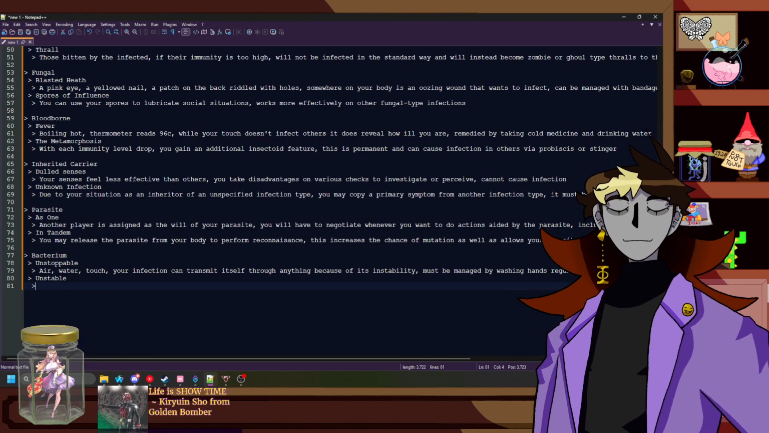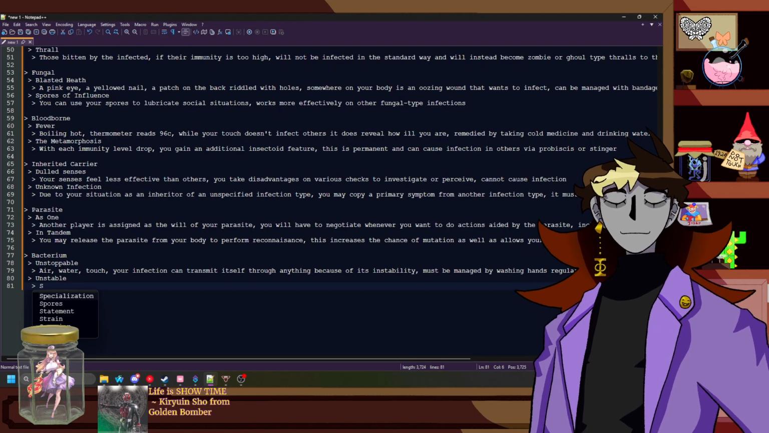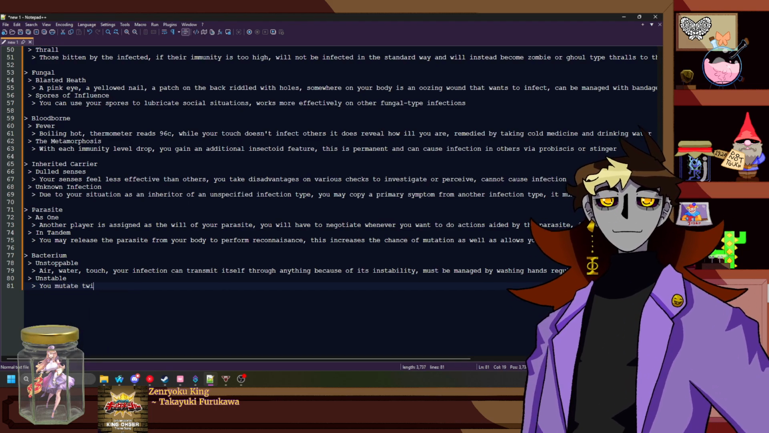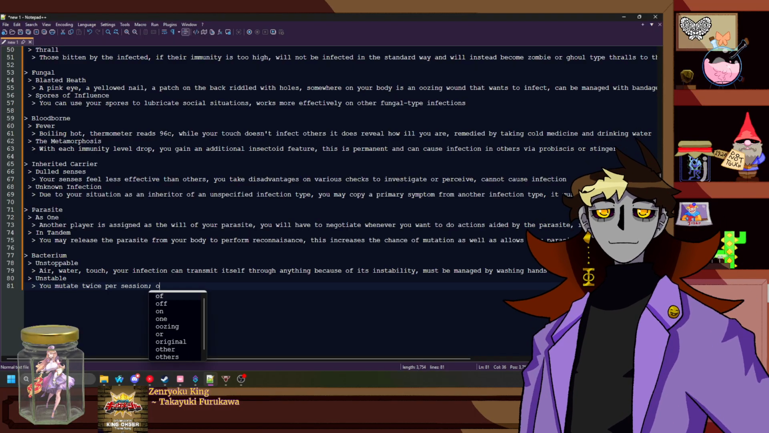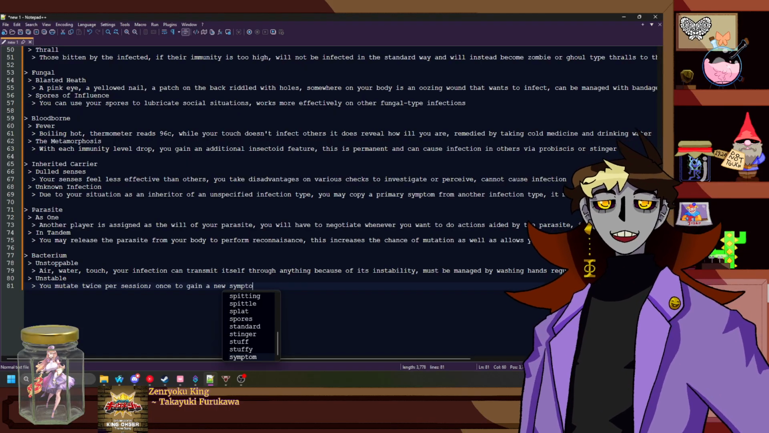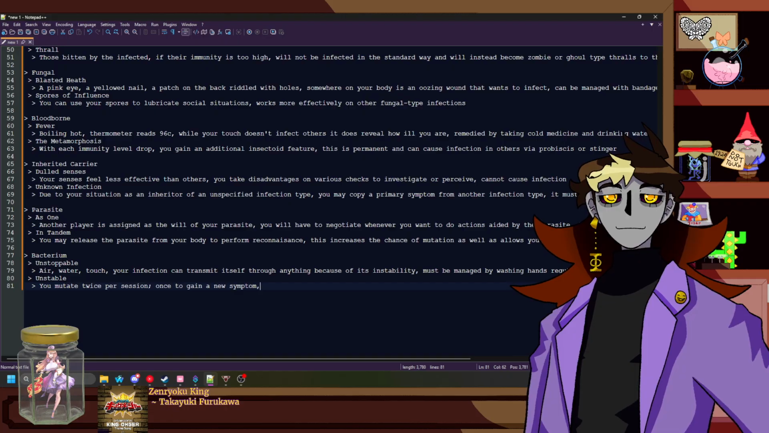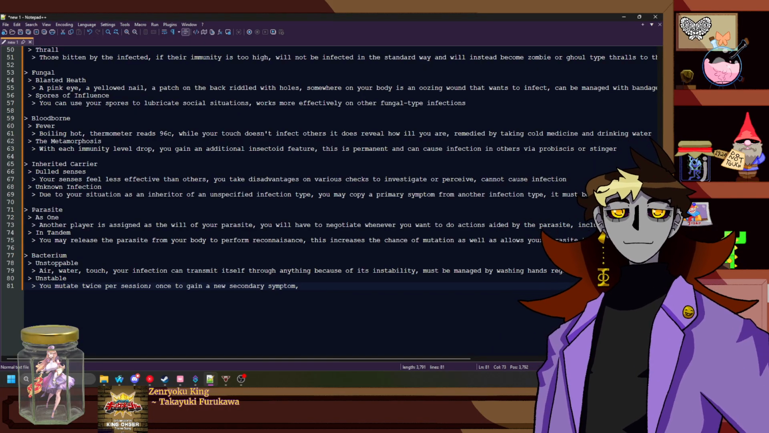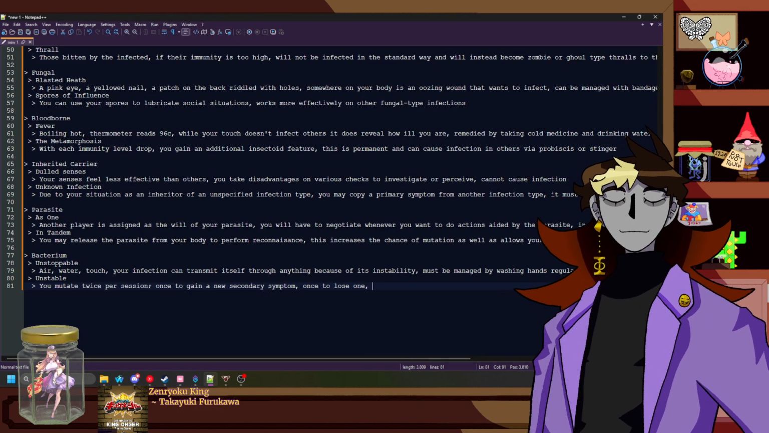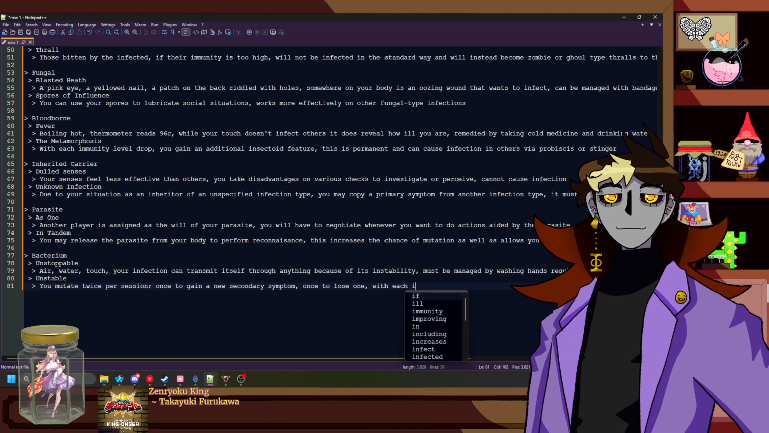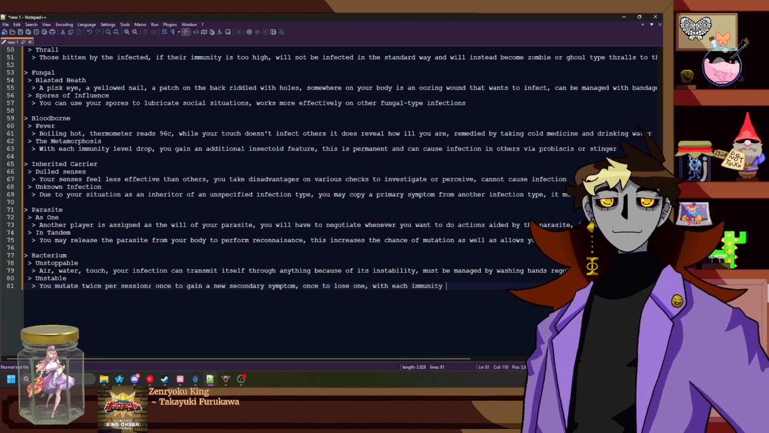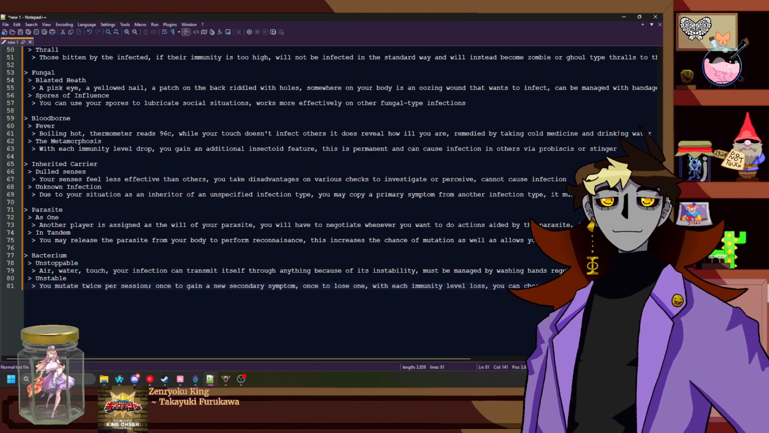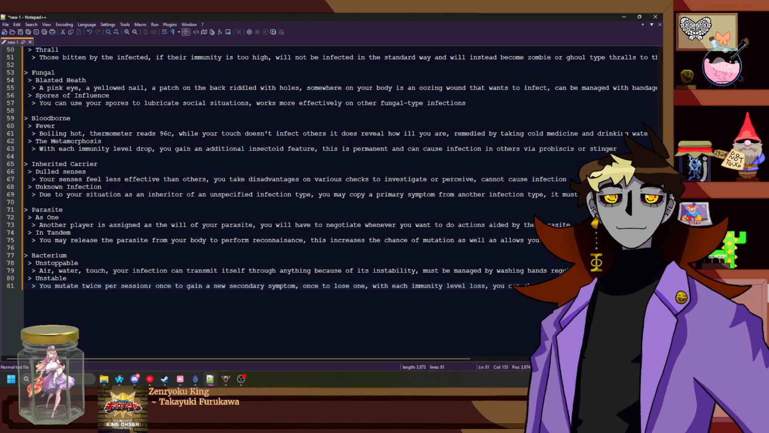Unstoppable, unstable, yeah. Twice per session, wants to gain a new symptom, a new secondary symptom. Wants to lose one. With each immunity level loss, you can choose to keep a symptom permanently.